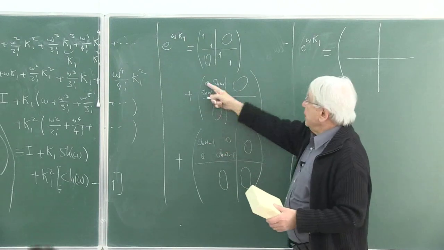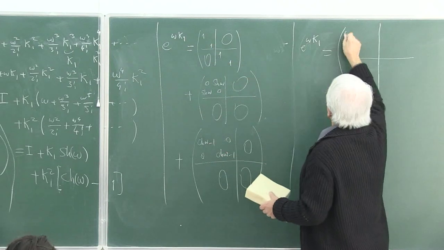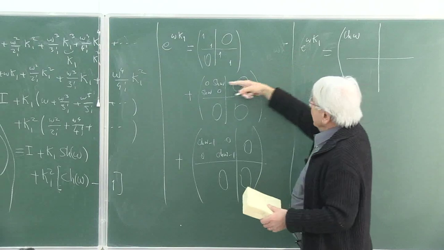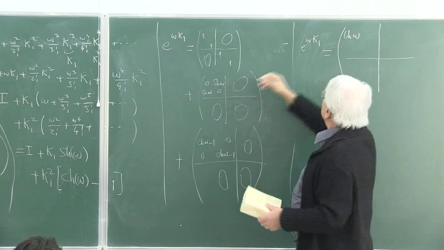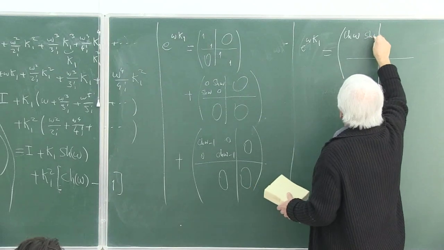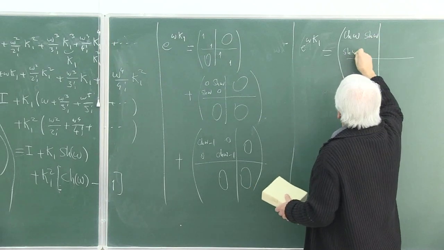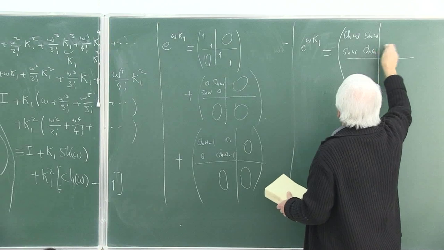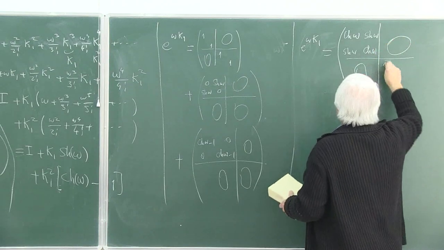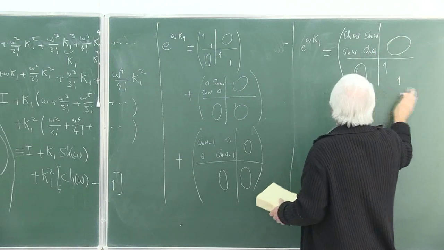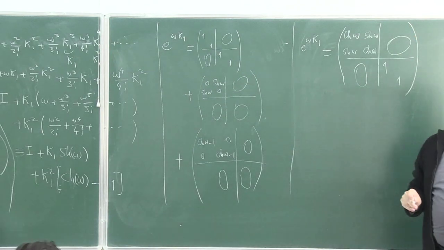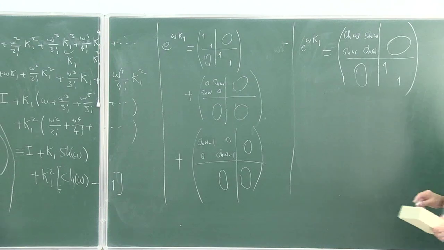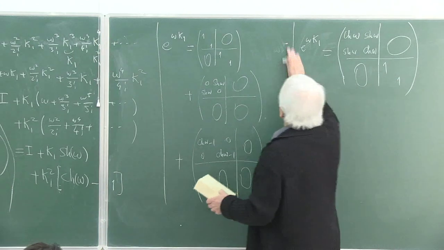Cosine hyperbolic omega, that's the only term. And sine hyperbolic omega in these positions, in that position. And sine hyperbolic omega here, cosine hyperbolic omega here, 0, 0, here there are 1s. So that's the matrix. The Lorentz matrix, lambda, capital lambda.